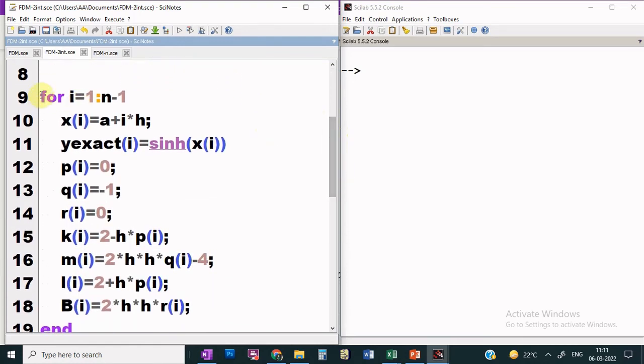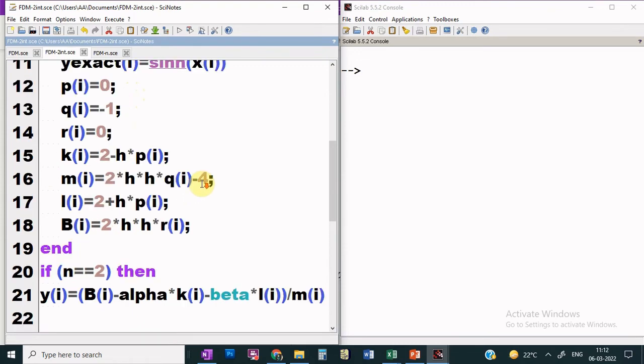Here we have used the for loop, and the for loop will run from 1 to n minus 1. N is the number of intervals. So if the number of intervals is 2, this for loop will run only once because there is only one grid point. If the number of intervals is 3, then there will be 2 grid points, so this for loop will run 2 times. And for the 4 interval case, this loop will run 3 times for 3 grid points.